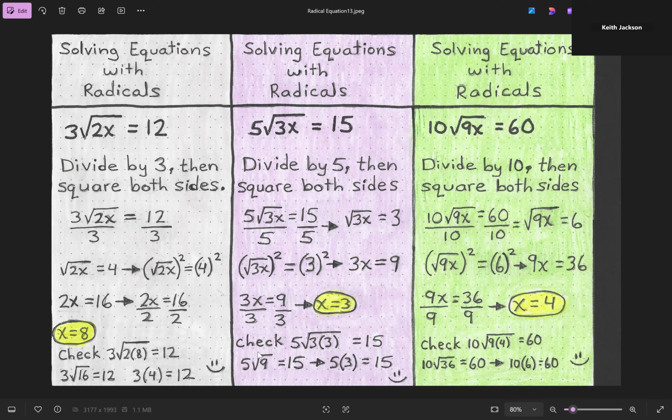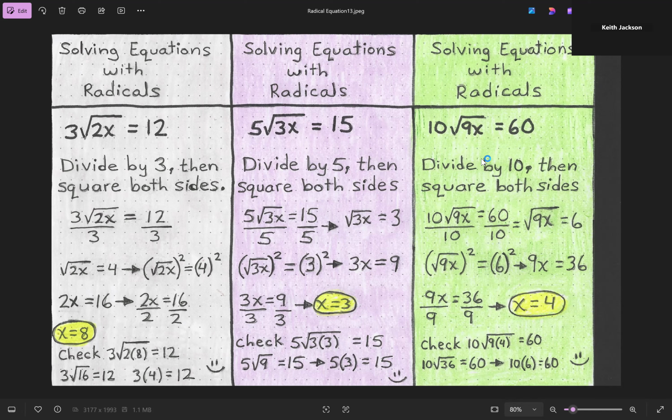We can check that by replacing x with 3 and seeing what happens. It becomes 5 times the square root of 9. Will that give us 15? Well, the square root of 9 is 3, and 5 times 3 will give us 15. All right, we are done with this one.